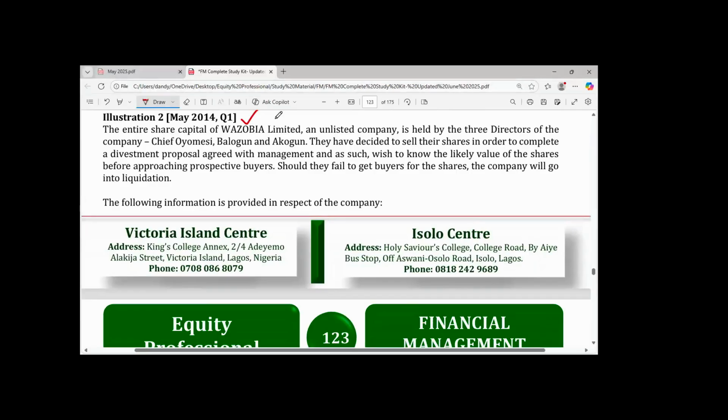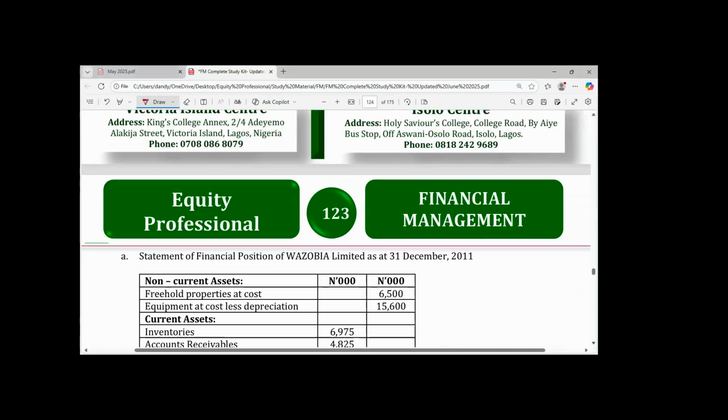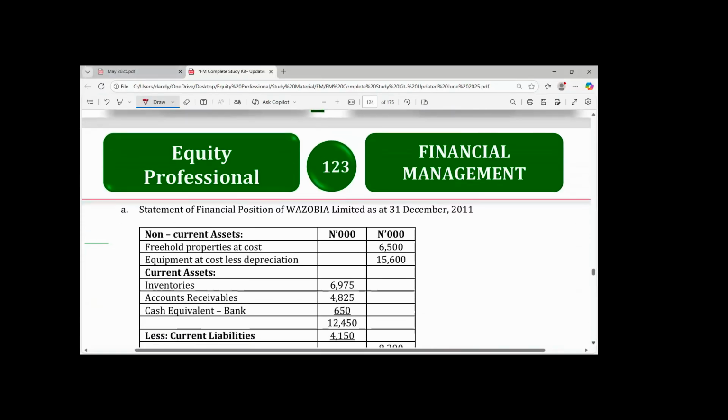The entire share capital of Wazobia Limited, an unlisted company, is held by the three directors of the company, Chief Oyomesi, Balogun, and Akogun. They have decided to sell their shares in order to complete a divestment proposal agreed with management and as such, wish to know the likely value of the shares before approaching prospective buyers. Should they fail to get buyers for the shares, the company will go into liquidation. The following information is provided in respect of the company: the statement of financial position.